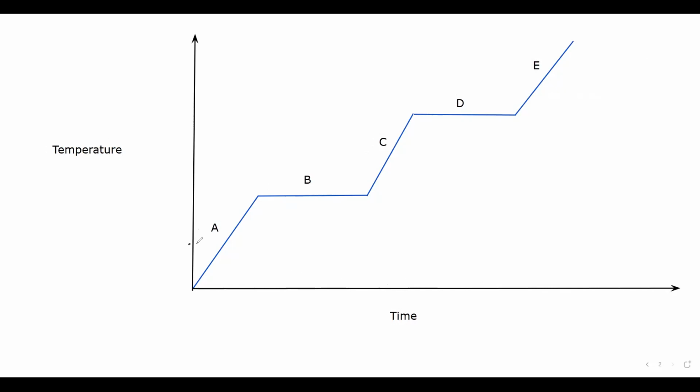And the numbers are also there. For example, say this was 200, 400, 600, 800, 1000, and so on, degrees centigrade. And the time is in minutes: 10, 20, and 30. Now the question is, identify the states.